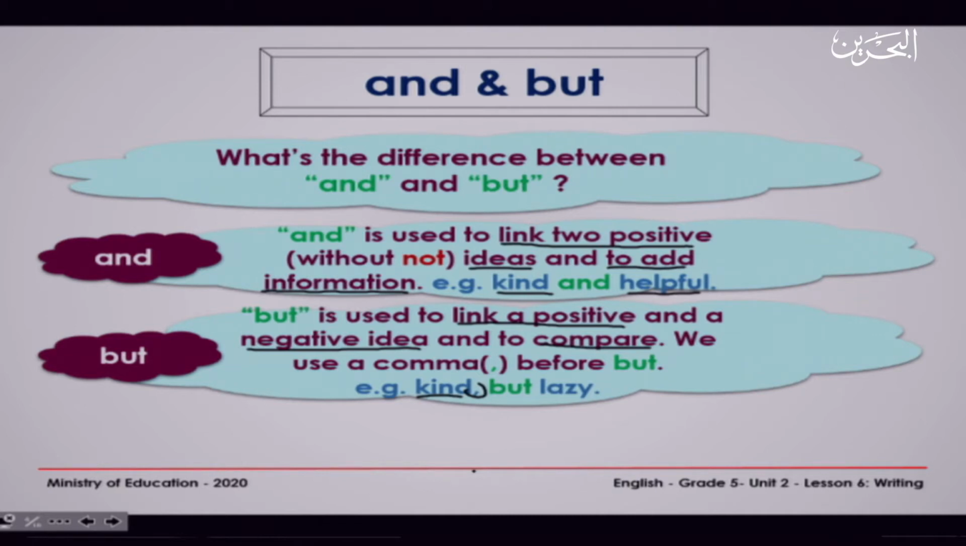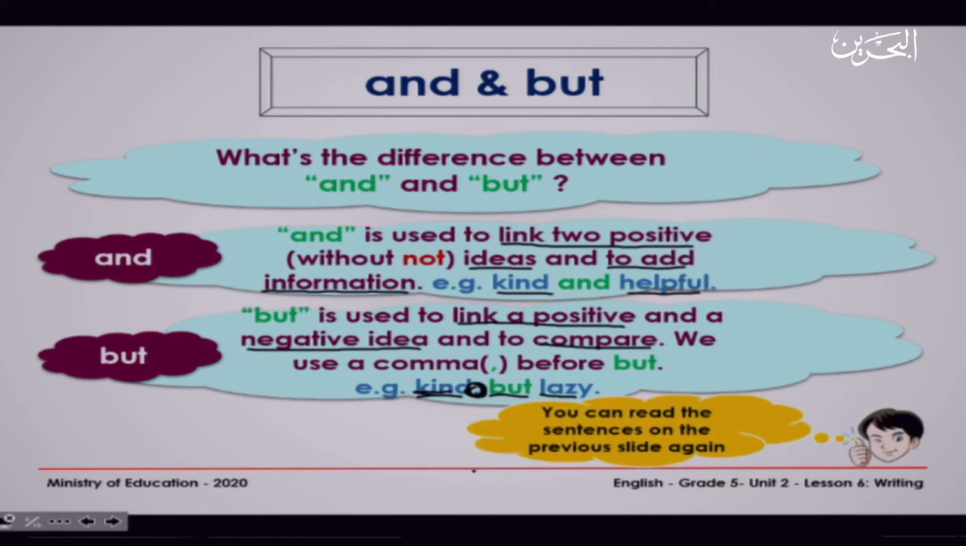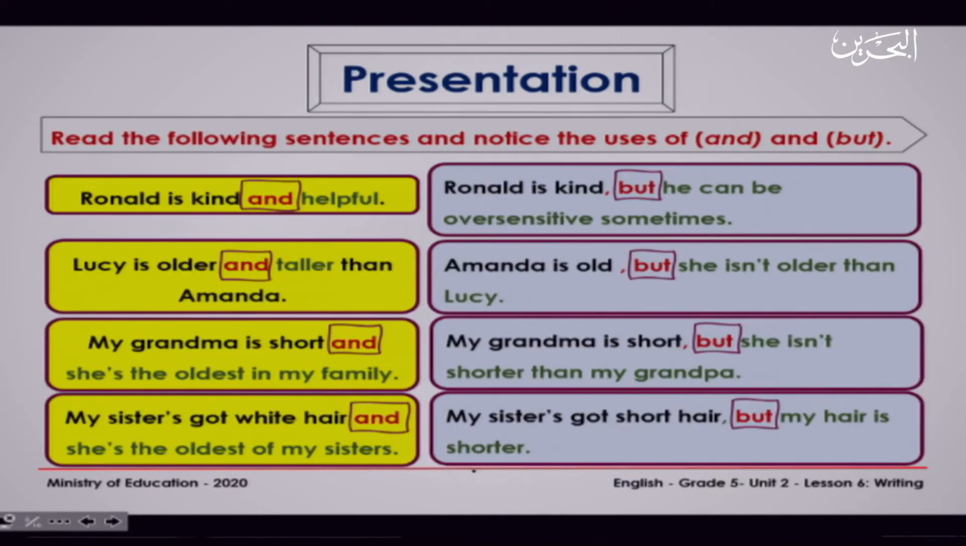After writing the first adjective, you have to put a comma and then write but and then the negative adjective. So don't forget, you have to write the comma. It comes before the word but. Now, let's go back to these sentences and have a look again.